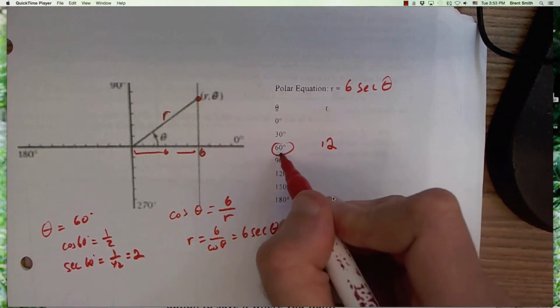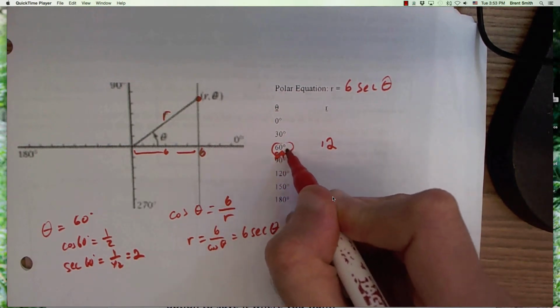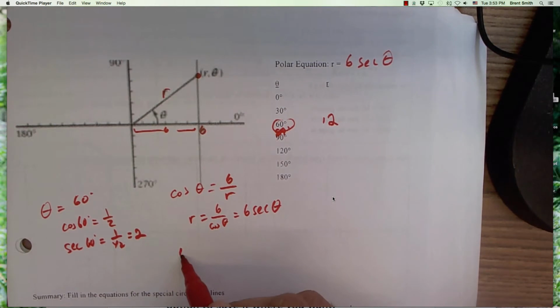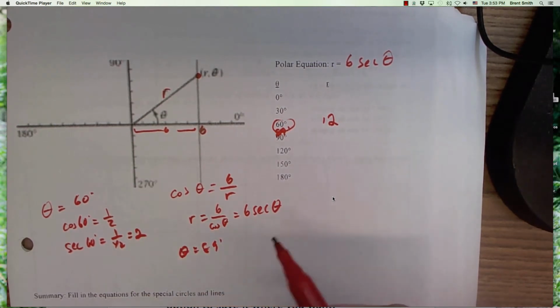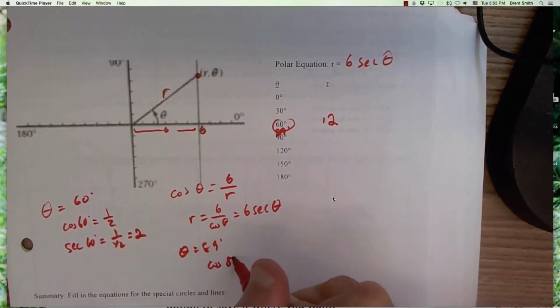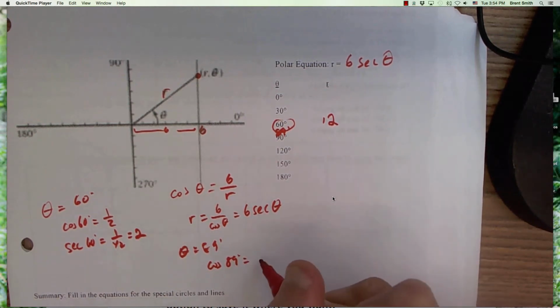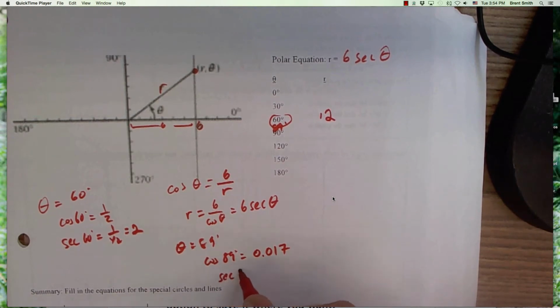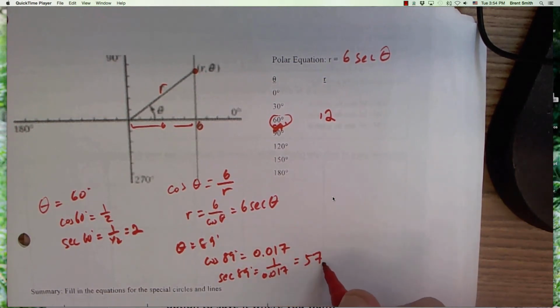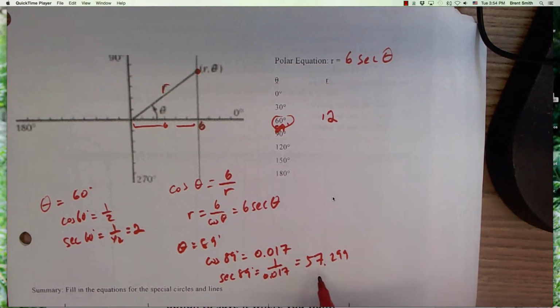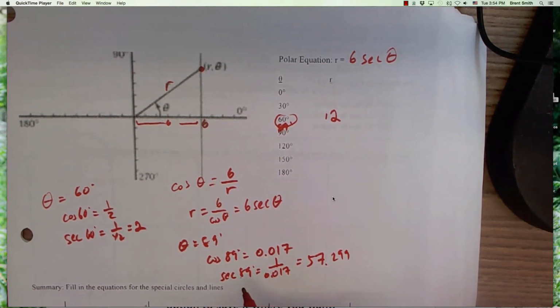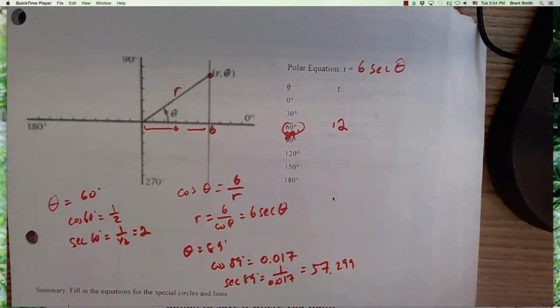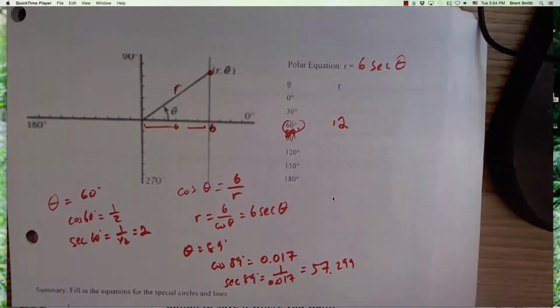Let's get really close to 90 degrees. You can see what I'm talking about. Let's do 89 degrees. So at 89 degrees, cosine of 89 degrees is 0.017. So that means secant of 89 degrees is 1 over 0.017, 57.299. And that's just for secant 89. If we want to actually plug it in here, 6 times that, I need to get my calculator.